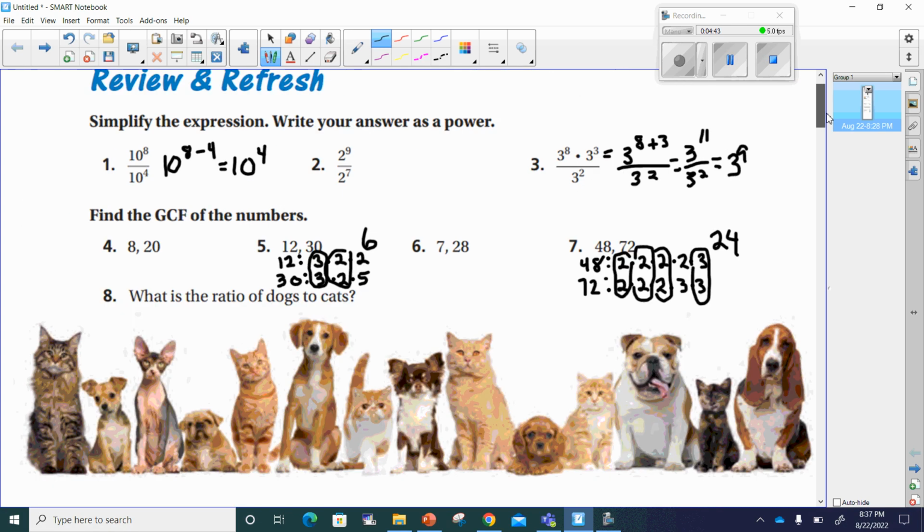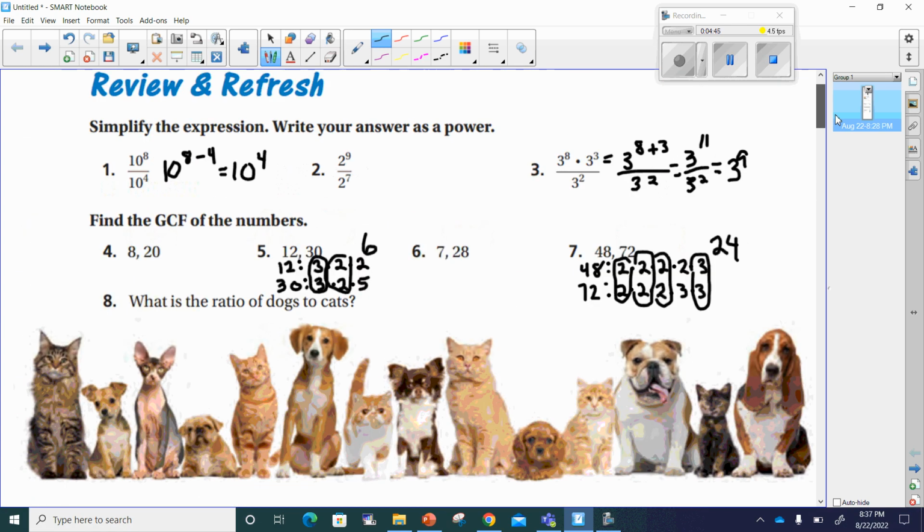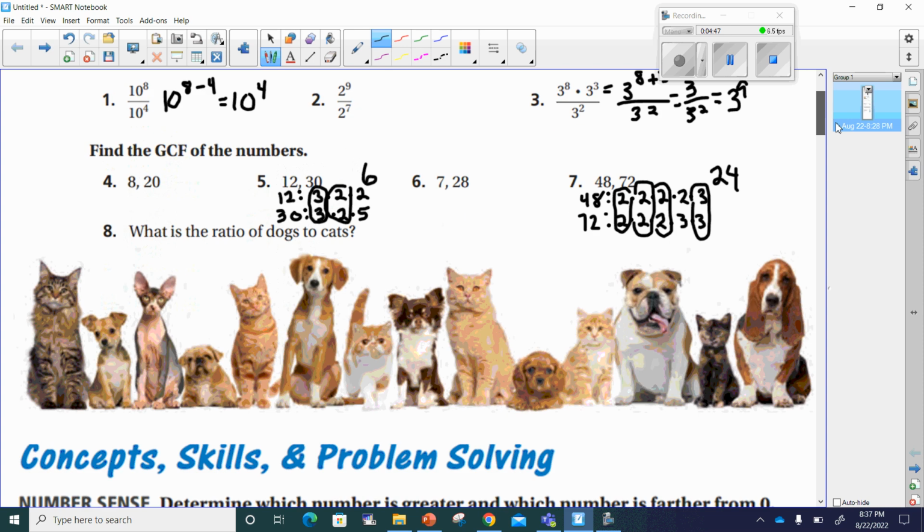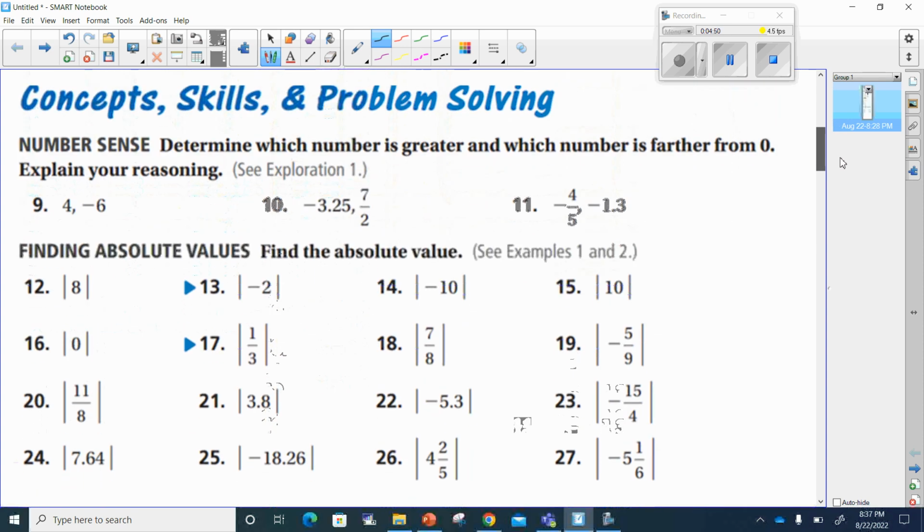Let's see, that was number 7. So I have number, I don't know what happened to number 8. Oh, there's number 8. What is the ratio of cats and dogs? All right, number 9 now.